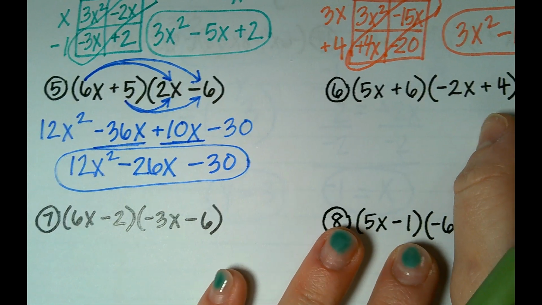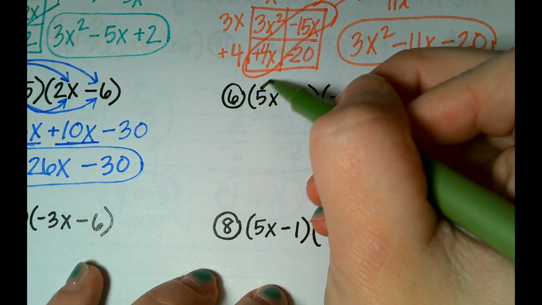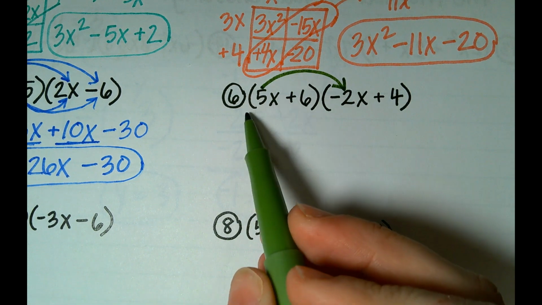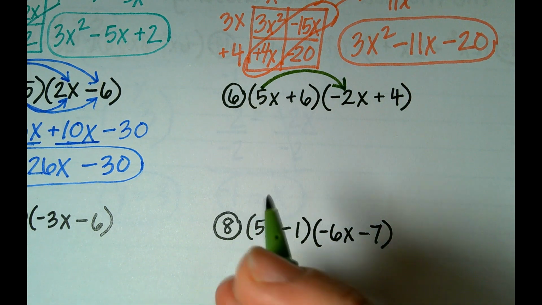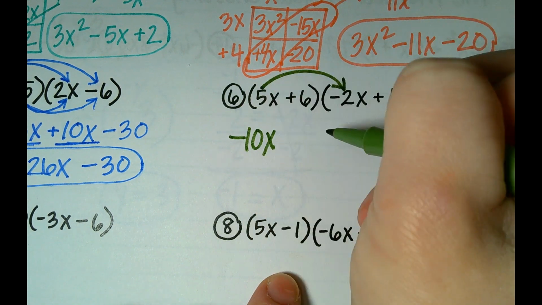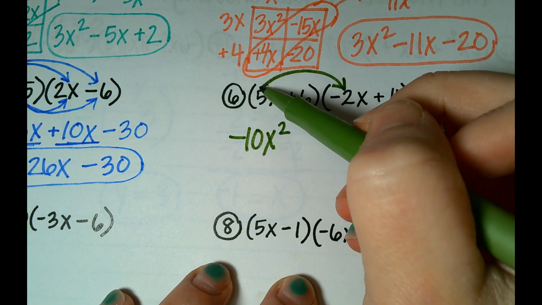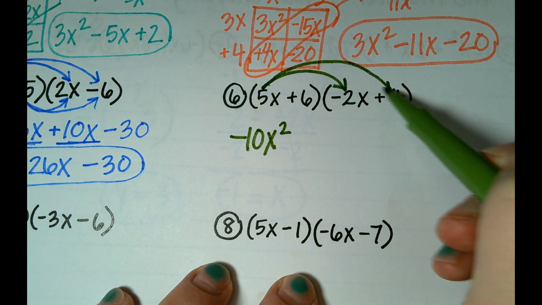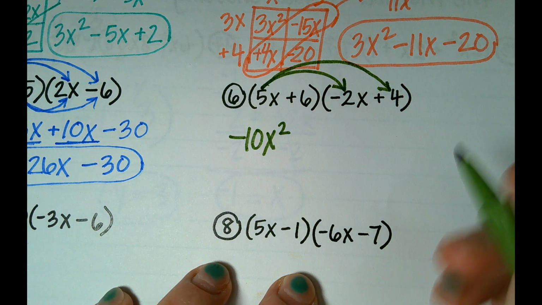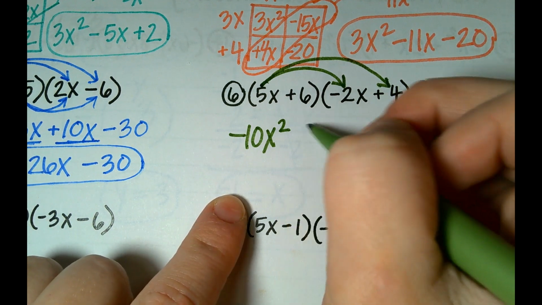Okay, let's look at number 6. First terms, 5 and negative 2x. Yes, negative 10x squared. Perfect. What's next? 5x plus 4. So 5x times 4, what is that? 20x.